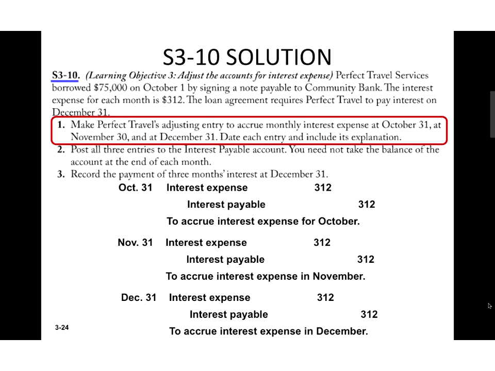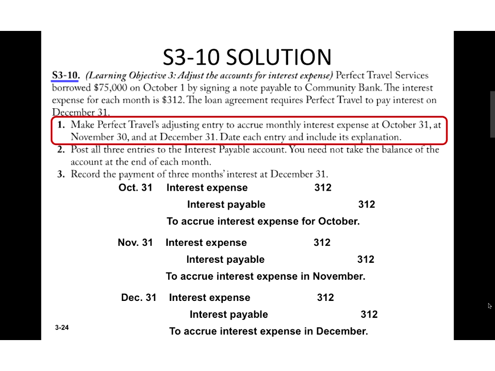So at the end of the first month, we owe $312 of interest. We're not going to pay it till the end of the year, but we have used that money for a whole month, so we need to recognize that we have interest expense and that we owe this interest. Even if we paid off the loan today, at the end of October, we still owe the $312 for using that money for the month of October.